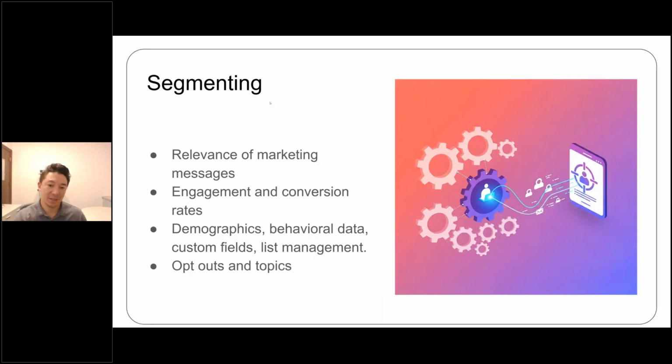So segmenting. Audience segmentation is the process of dividing your audience into smaller groups based on shared characteristics. So this allows you to send more targeted and relevant messages, which ultimately leads to better results and conversions. So increased relevance in marketing messages is important. When you segment your audience, you can tailor messages to their specific needs and interests, making them more likely to pay attention to your message. From that, you get higher engagement rates. So targeted messages are more engaging, which leads to higher open rates, click-through rates, and overall engagement.